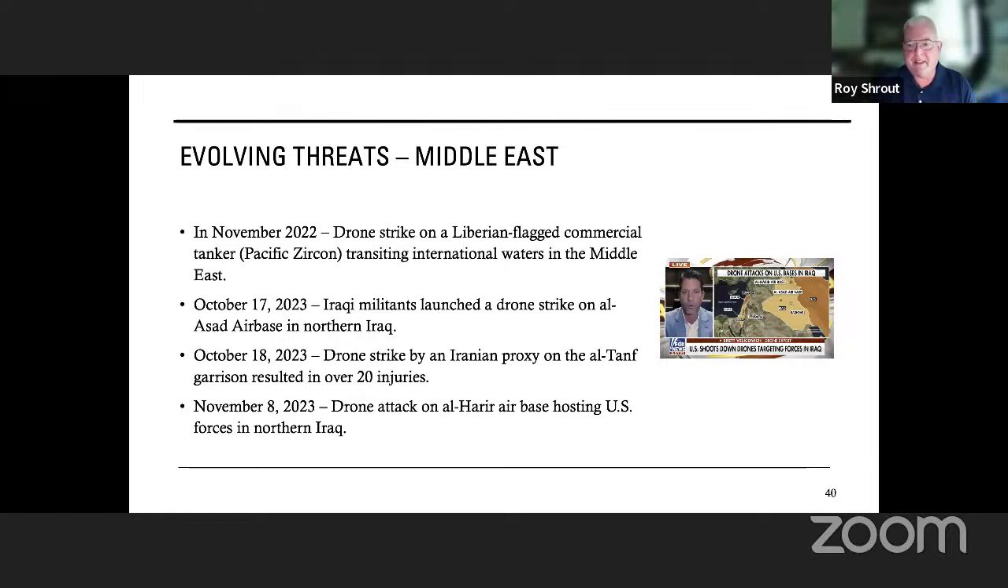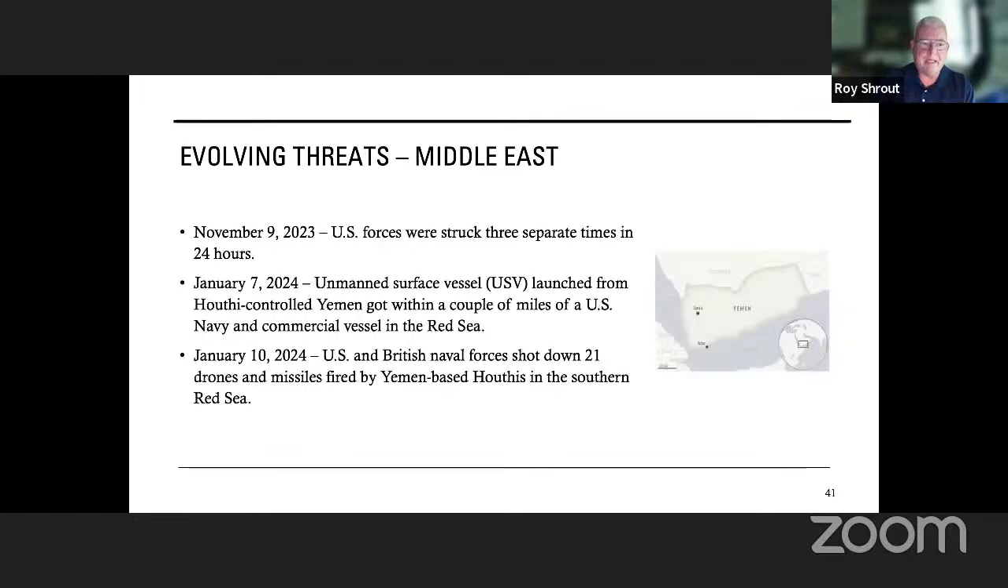Evolving threats, Middle East. So here we go. This is stuff that's going on now. Last November, drone strike on a Liberian flag commercial ship. October 17th, 2023, they launched a drone strike on Al Asad Air Base. October 18th, drone strike by Iranian proxy on Al Tanif garrison. 20 people were injured. In November of last year, drone attack on Al Harir Air Base, hosting U.S. forces in northern Iraq. Last November, U.S. forces were struck 3 separate times in 24 hours.